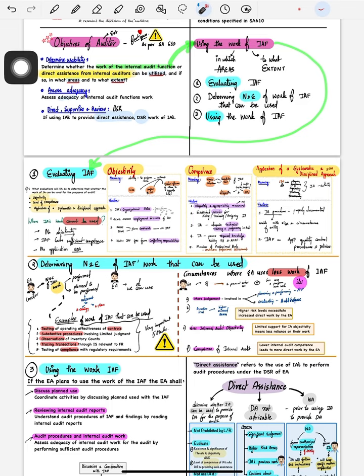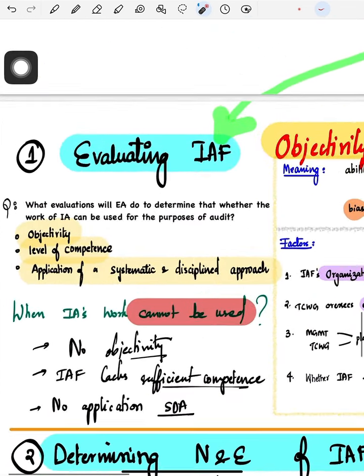So first, let us understand what is the meaning of evaluating. What evaluations will the external auditor do to determine whether the work of the internal auditor can be used for the purposes of audit? So there are mainly three evaluations. You need to evaluate the internal auditor's objectivity, his competence, whether he is applying a systematic and disciplined approach or not. If he is following these three things, then in that case you can use his work.